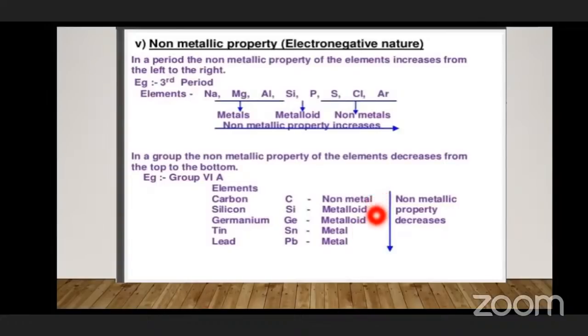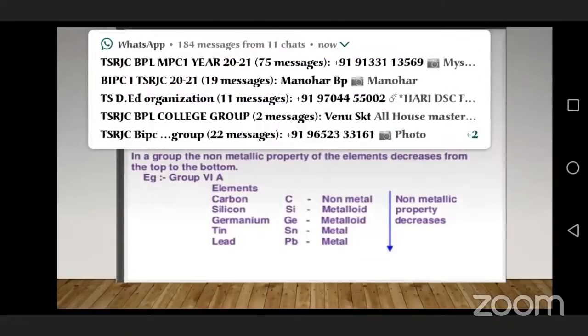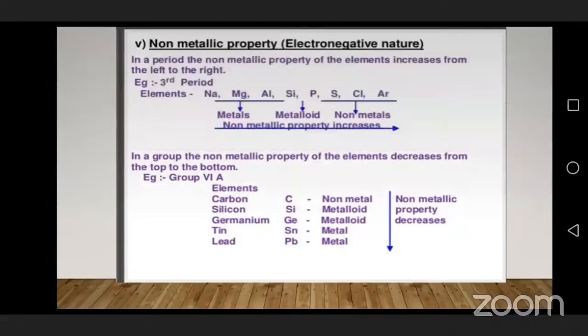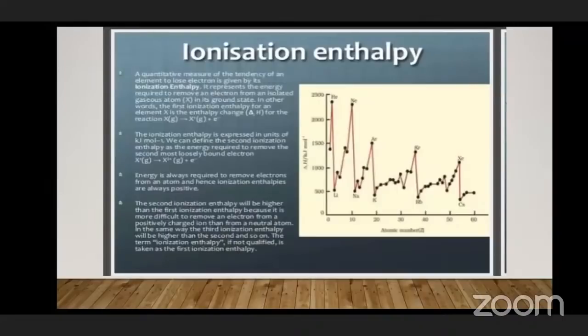So non-metallic property reduces in the groups, whereas metallic property increases in the groups. So once again, observe children: metallic property increases in the groups, metallic property decreases in the periods. Non-metallic property increases in the periods, non-metallic property decreases in the groups. So this is regarding atomic size, ionic radius, covalent radius, metallic property, non-metallic property, valence electrons that we have discussed.